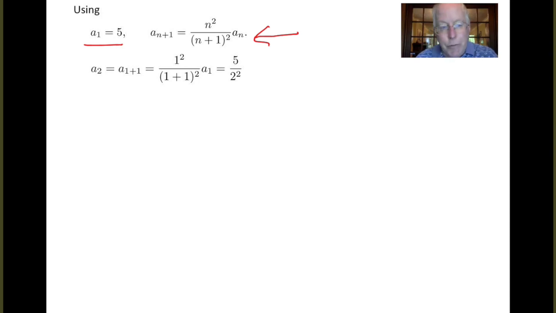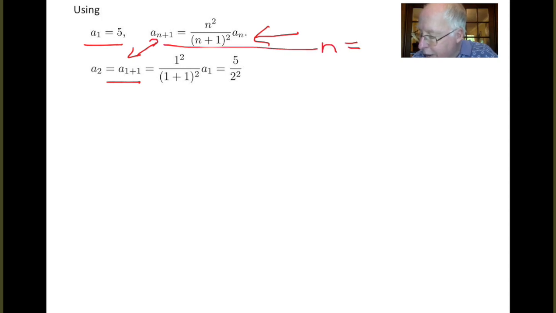Suppose you want a2. Well, a2 is a sub 1 plus 1. And so that is the n equals 1 case in this recursion. And so if I put in n equals 1, I get 1 squared in the top, 1 plus 1 squared in the bottom, times a1, which is 5. And this all comes out to be 5 over 2 squared.